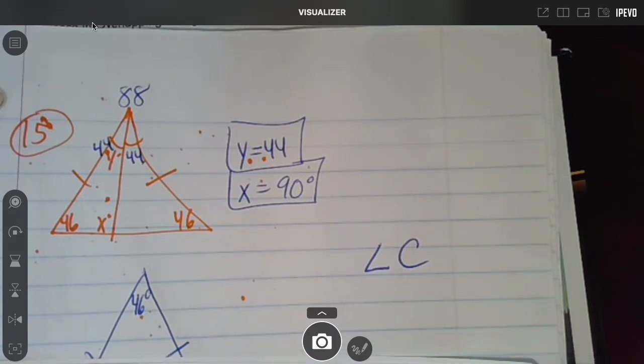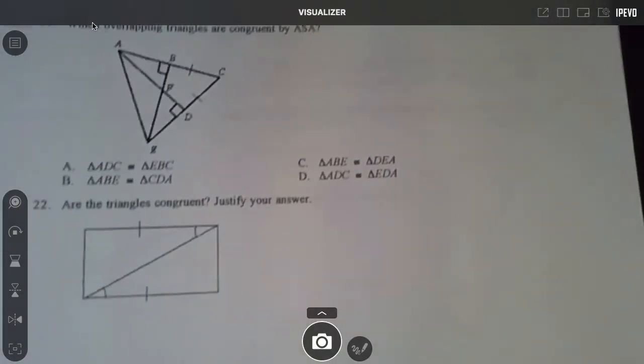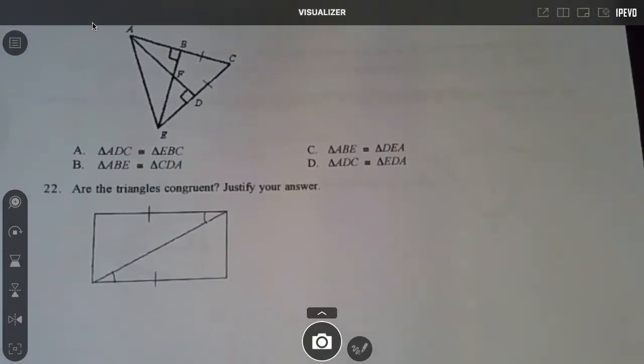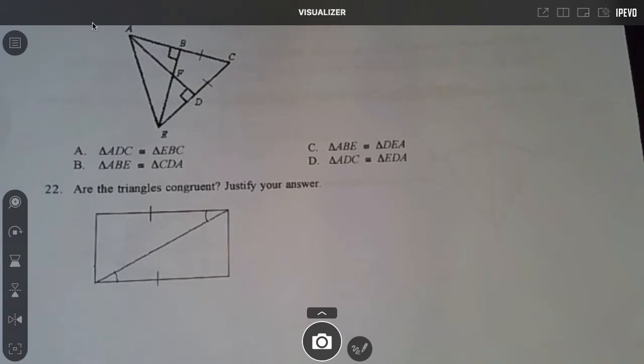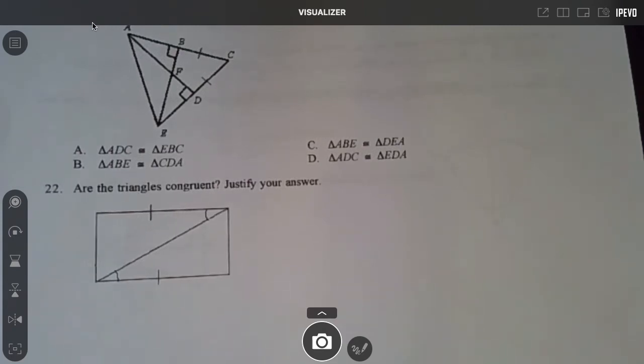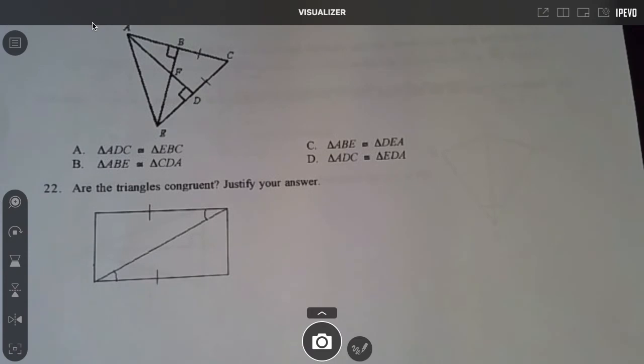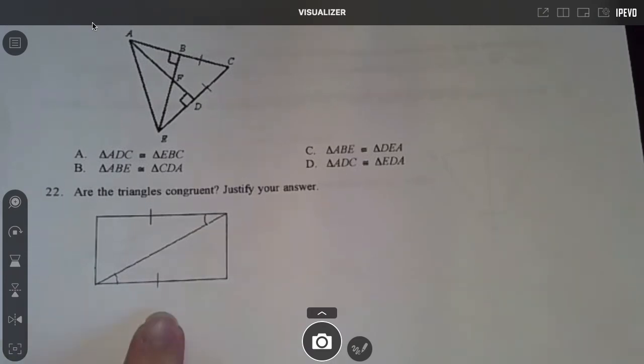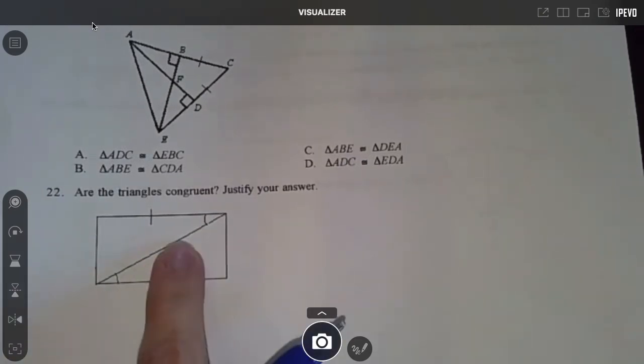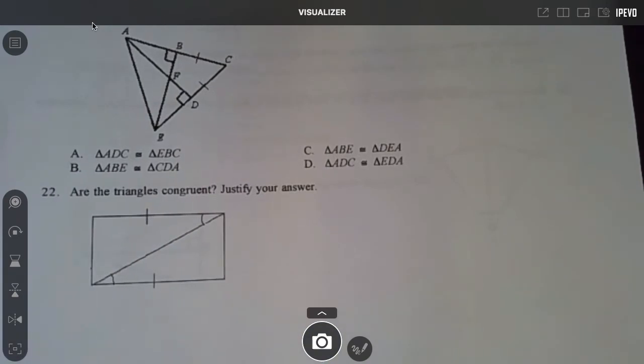There's not one like 21. There is one like 22, but the shape of the triangles has changed. So you're just going to have to look at it and see which one of those four things on the board it is. Is it side, angle, side, angle, side, angle, angle, angle, side, or side, side, side? You will have to look at it and see. Okay? This one is side, angle, side. So you would say yes, side, angle, side.